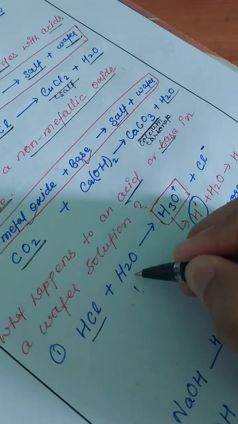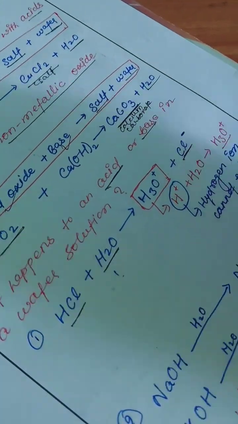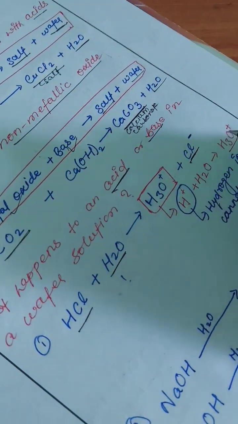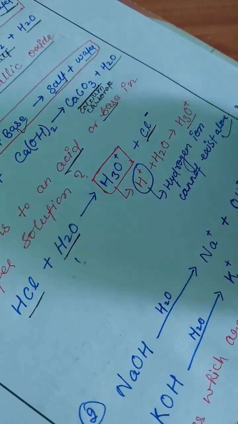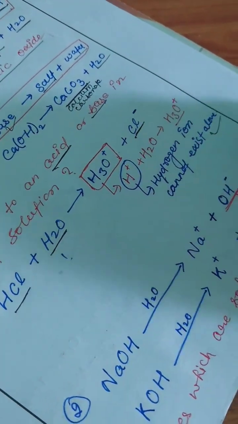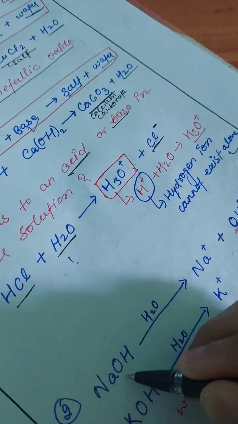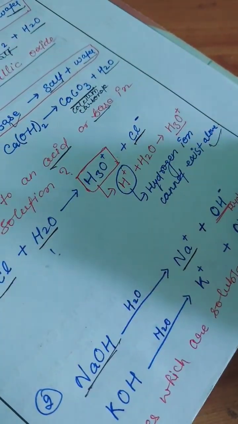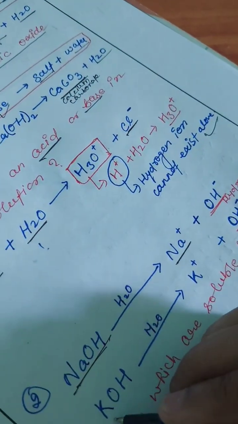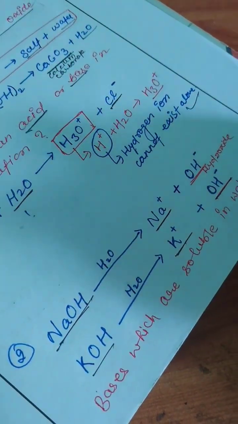Similarly, when acid or base reacts with water solution, what do we get? When hydrochloric acid is reacted with water, we get H3O plus and, as a separate ion, chloride. This is written as H3O plus because hydrogen ion cannot exist alone. That's why H2O plus H plus gives H3O plus. Similarly, when base reacts with water, like NaOH, we get Na plus plus hydroxide. Similarly, when potassium hydroxide is mixed in water, we get potassium ion plus hydroxide ion.